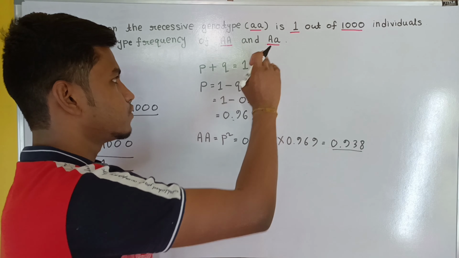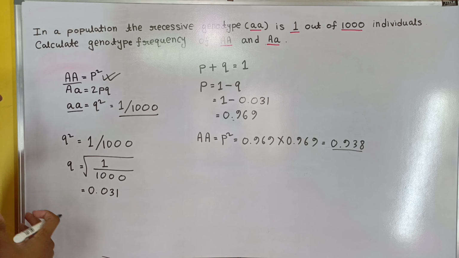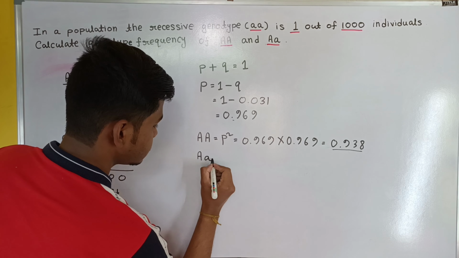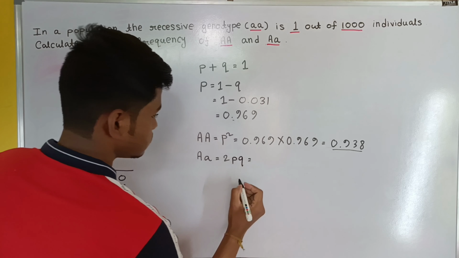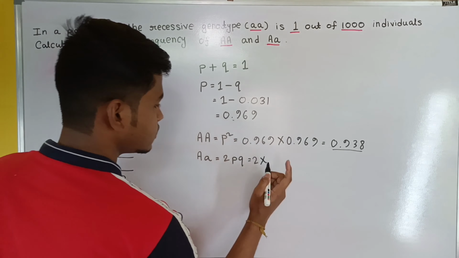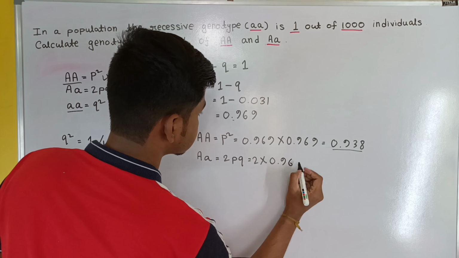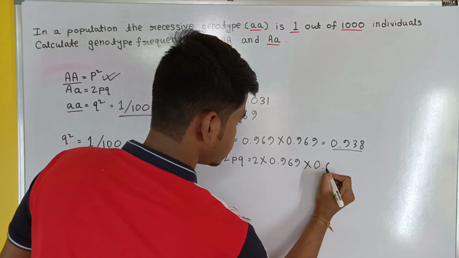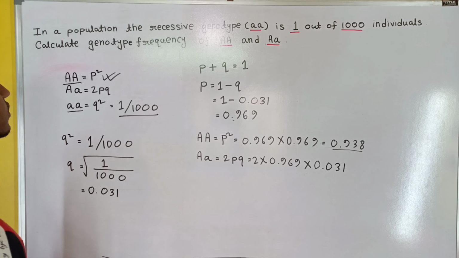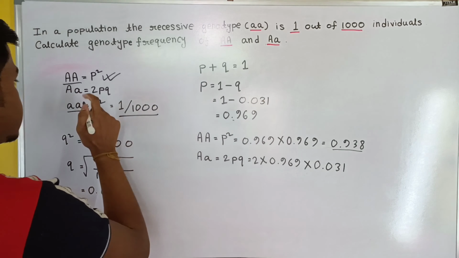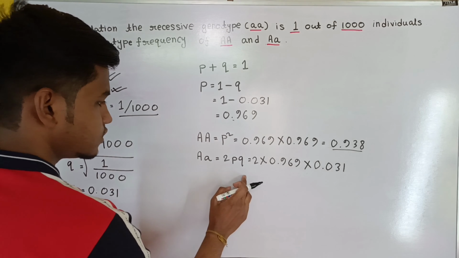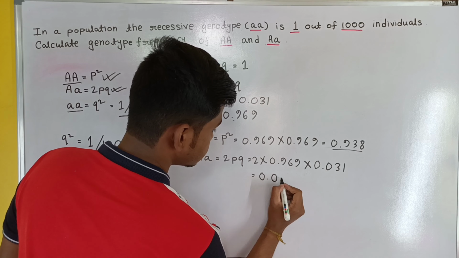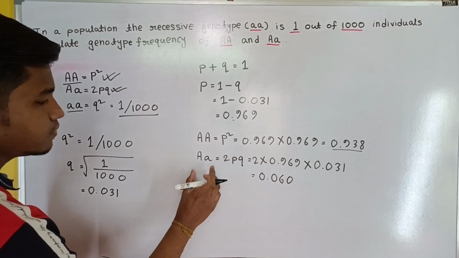Now this is not the end, we also have to calculate the capital A small a genotype frequency. The formula to calculate the capital A small a genotype frequency is 2pq. So 2 into the value of p, 0.969, into the value of q, 0.031. The answer is 0.060, and this is the genotype frequency of capital A small a.